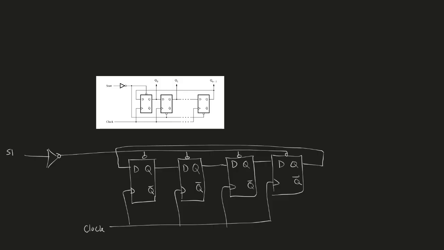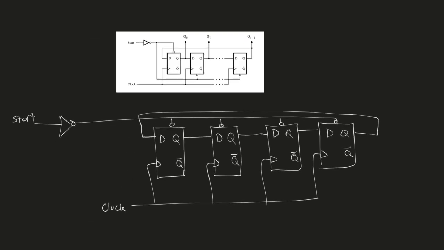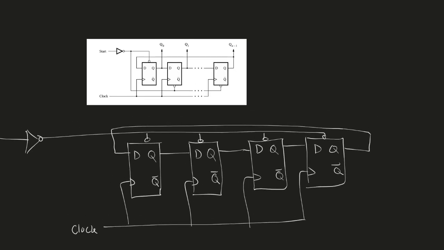Okay. So after the ring counter is started, we have to first set up initial conditions. Okay. So let's assume that the initial condition of Q0 was 1 and everything else is 0.